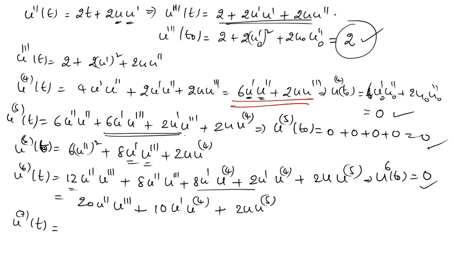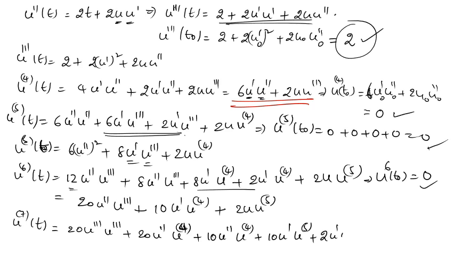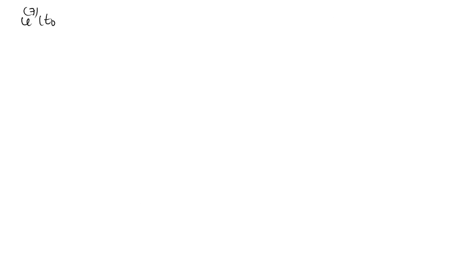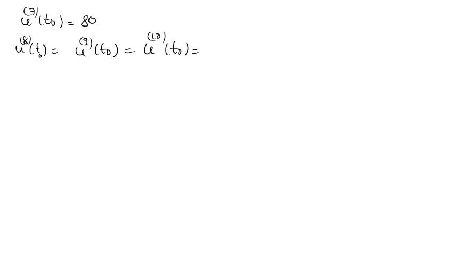The seventh derivative is what? You will get the seventh derivative: 20 u triple derivative plus 20 u double derivative u fourth derivative plus 10 u double derivative u fourth derivative plus 10 u dash u fifth derivative plus 2 u dash u fifth derivative plus 2 u sixth derivative. Then u seventh derivative at t naught, this value is 80. Now u eighth derivative at t, and similarly u ninth derivative and u 10th derivative at t naught, up to 10th derivatives are zeros.